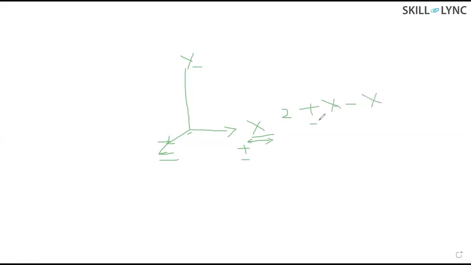Similarly, positive Y, negative Y axis. Similarly, positive Z, negative Z. So in total, we have 6 translation motions. Clear? Is it only 6, or is any rotational movement also possible? Only translation, or can we have rotation also? The component can move about the x-axis either in clockwise or counterclockwise direction. Correct. So for each axis, we have 2 rotational movements. So in total, we have 6 rotational movements as well.